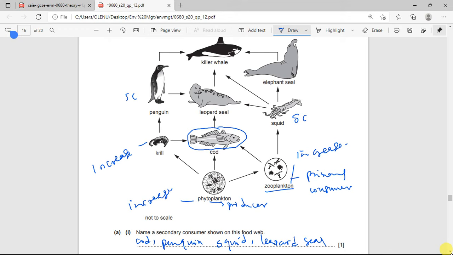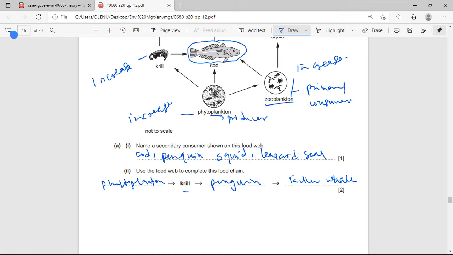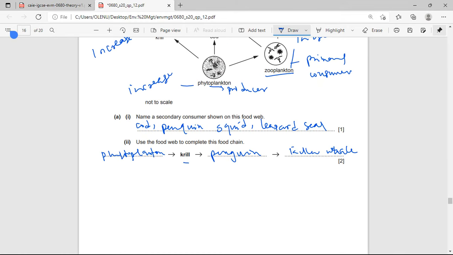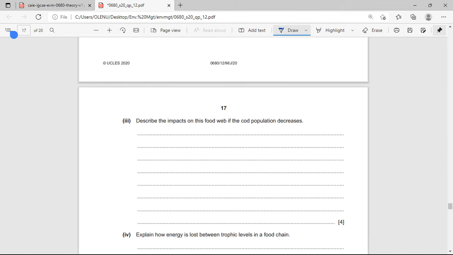Now, if you take off the cod, then you expect that leopard seal will eat more of penguin, which can make penguin decrease, or leopard seal will eat more of squid, which can also make squid decrease. So it's simple. It's just normal analysis.